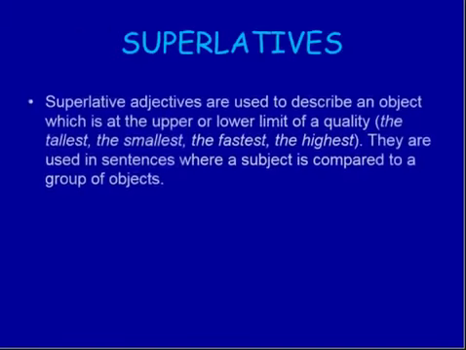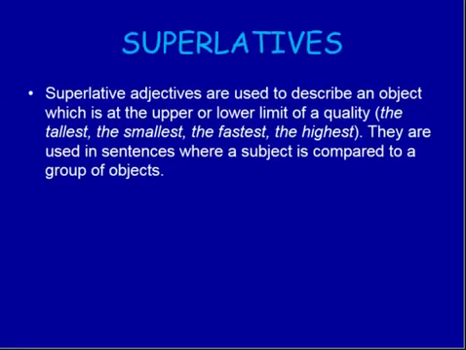Superlative degree. Superlative adjectives are used to describe an object which is at the upper or lowest limit of a quality. That means the tallest, smallest, fastest and highest. They are used in a sentence where a subject is compared to a group of objects. That means if I compare with more than two people, then we have to use the superlative degree.